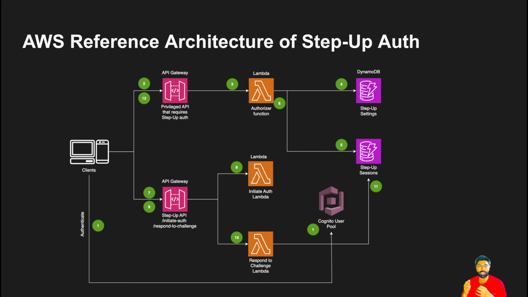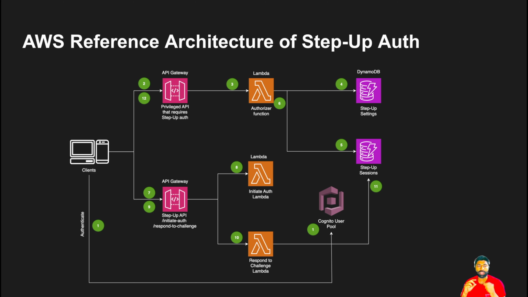In step 9, the client application then presents an appropriate screen to the user to collect the response for the step-up challenge. The client application calls the respond to challenge endpoint, and the request which is sent to this endpoint includes an access token in the authorization header. A step-up challenge type is also included, and the response which is provided by the user to that step-up challenge, which could be an 8-digit code or 4-digit code or whatever.